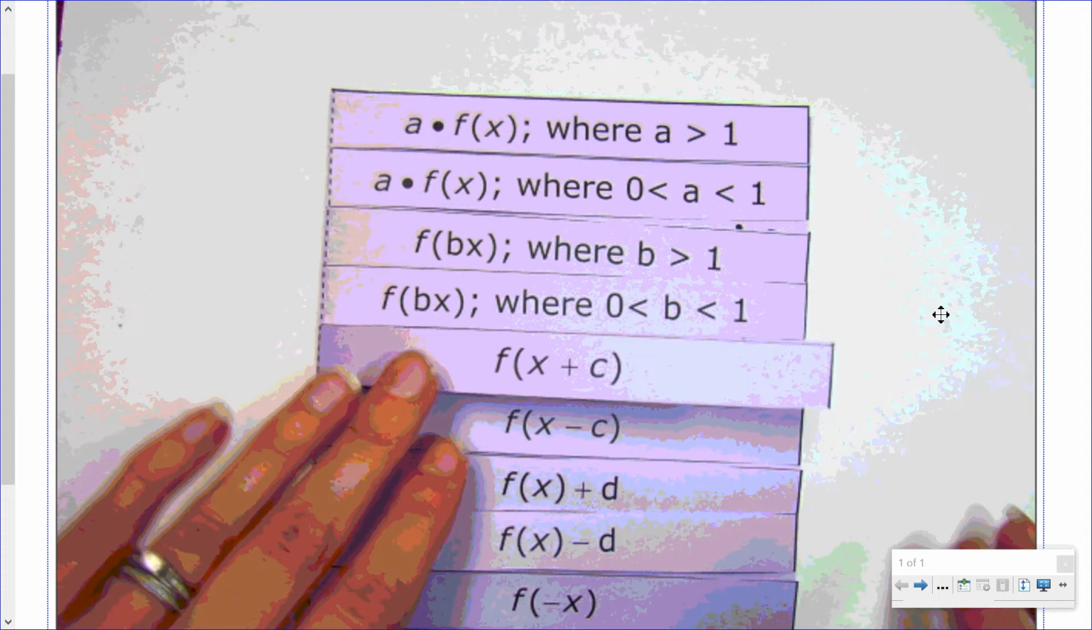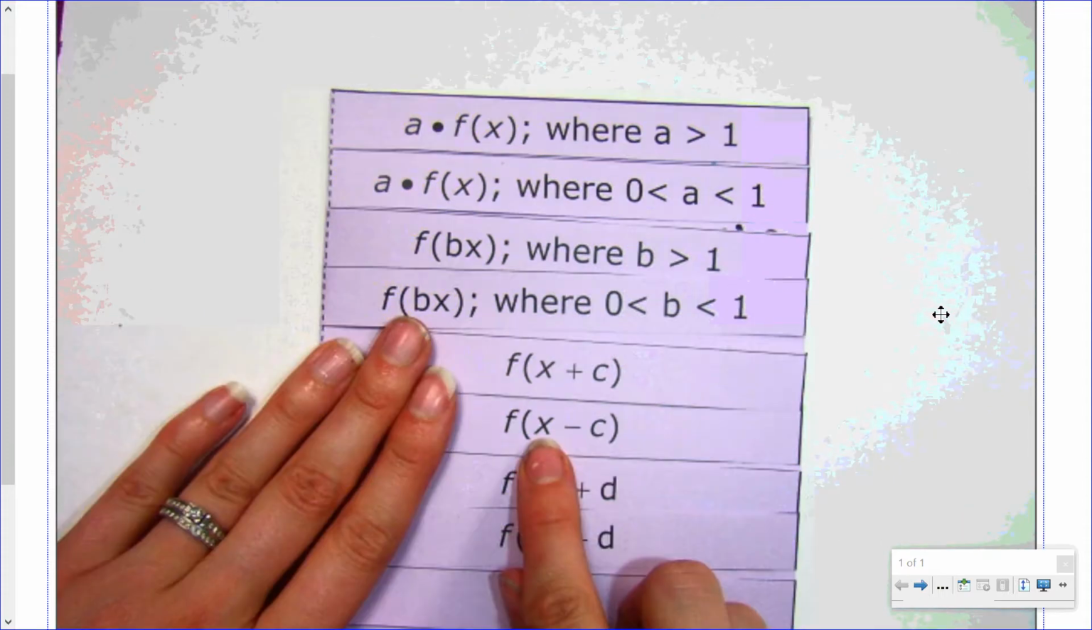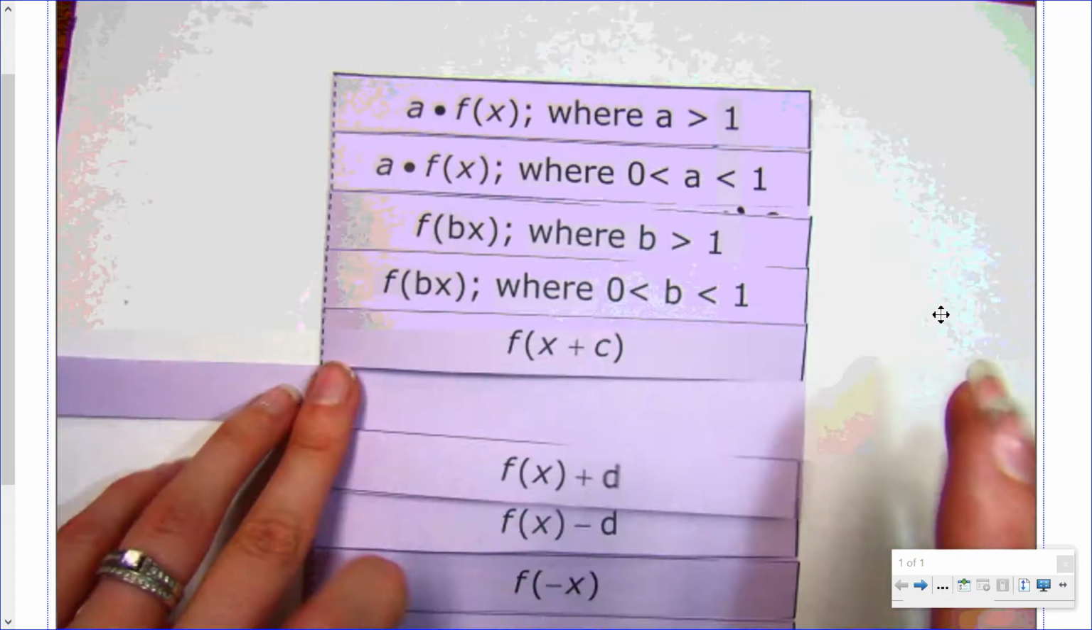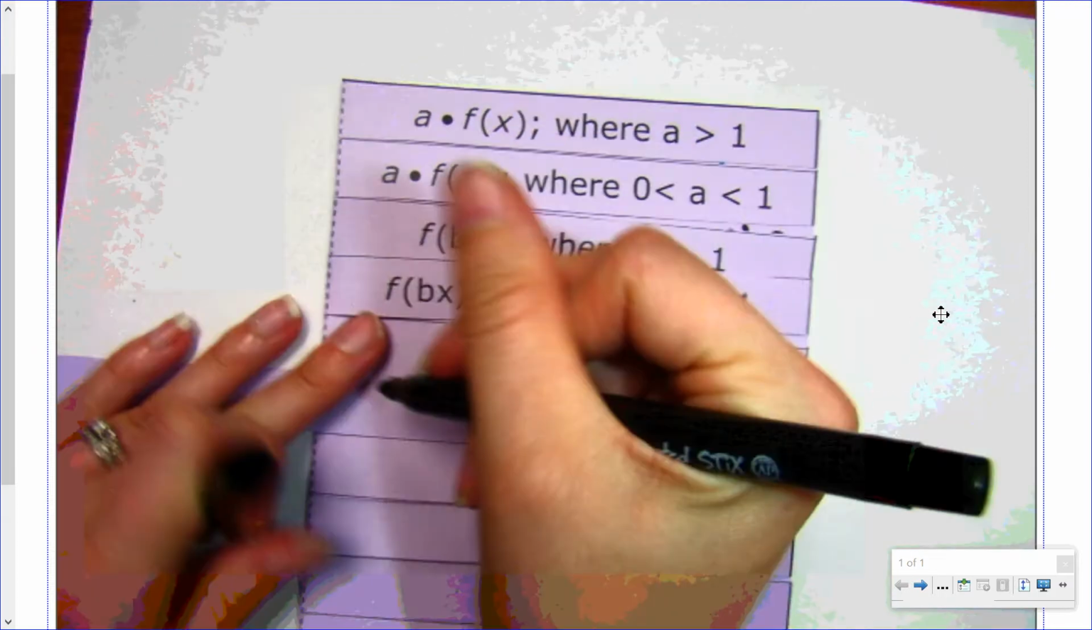Okay, so if I subtract a value from x, I'm not going to have a horizontal shift left, but I'm going to have a horizontal shift right.